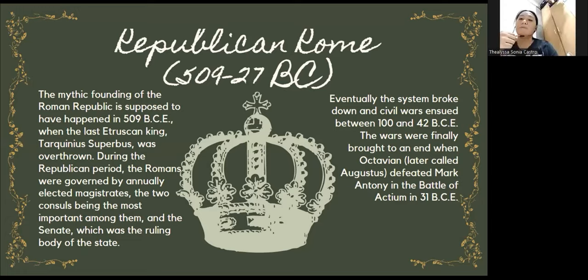Next we have Republican Rome. The mythic founding of the Roman Republic is supposed to have happened in 509 BCE when the last Etruscan king, Tarquinius Superbus, was overthrown. During the Republican period, the Romans were governed by annually elected magistrates, the two consuls being the most important among them, and the Senate, which was the ruling body of the state. Eventually, the system broke down and civil wars ensued from 142 BCE. The wars were finally brought to an end when Octavian, later called Augustus, defeated Mark Antony in the Battle of Actium in 31 BCE.